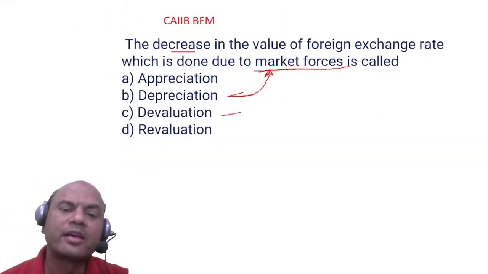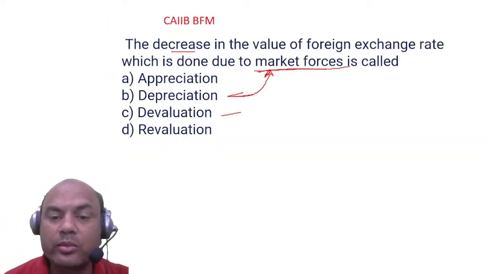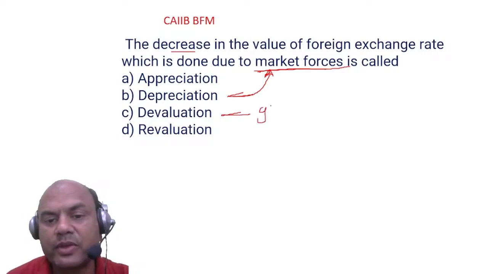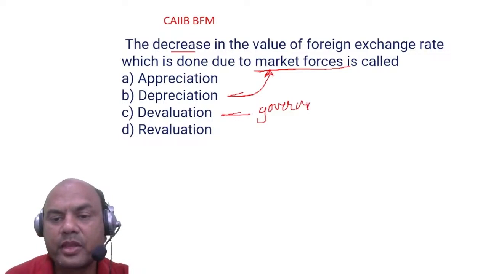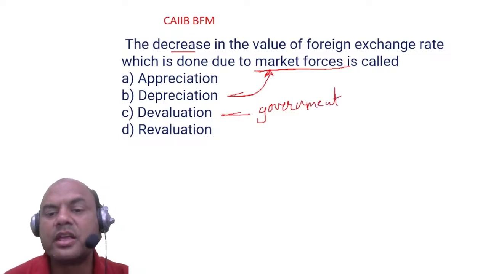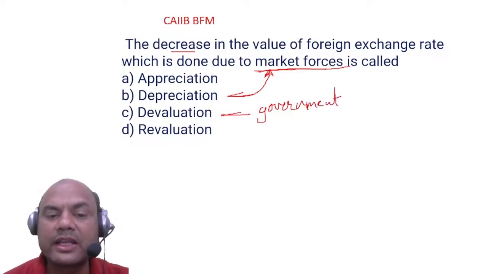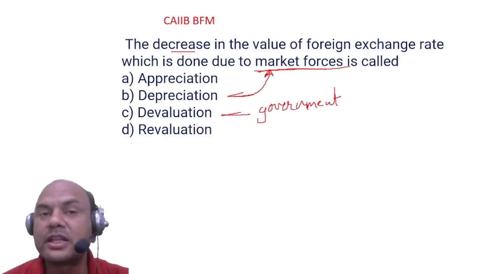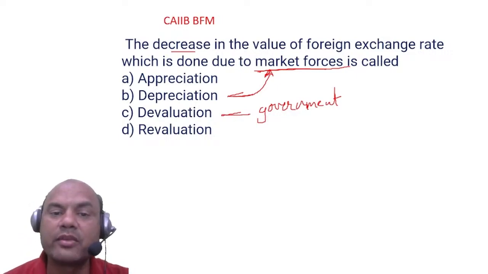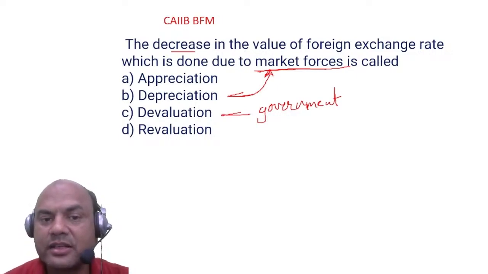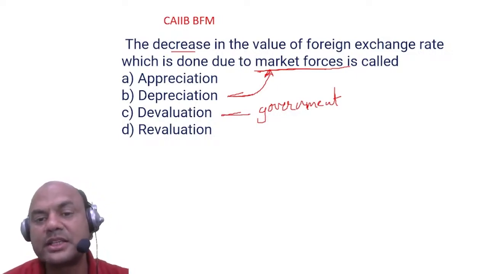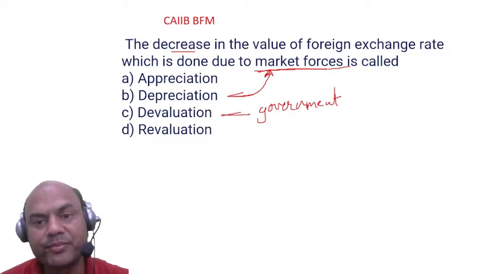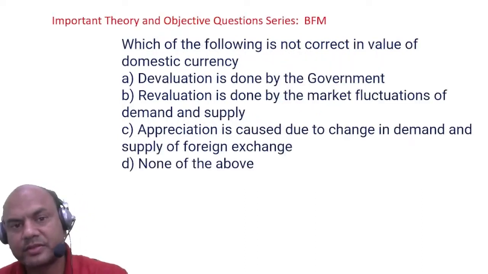If it is done due to government pressure, government interference, if it is done by the government, in that case it is called devaluation. Market forces, it is called appreciation and depreciation. If the price increases, then it's appreciation. If it decreases, then it's depreciation. Okay, got it? Simple. Next one.